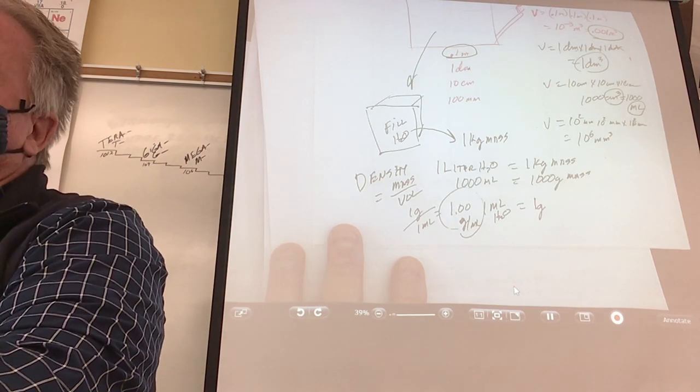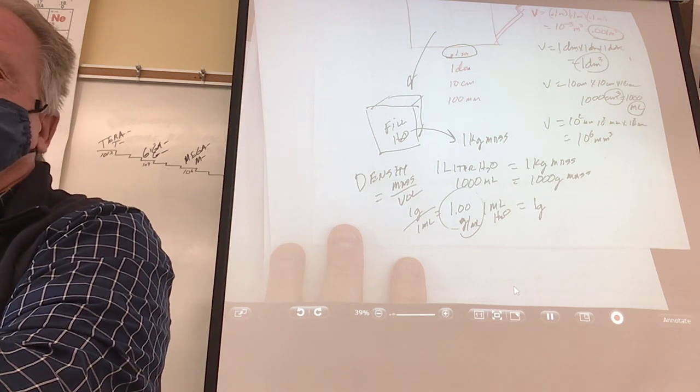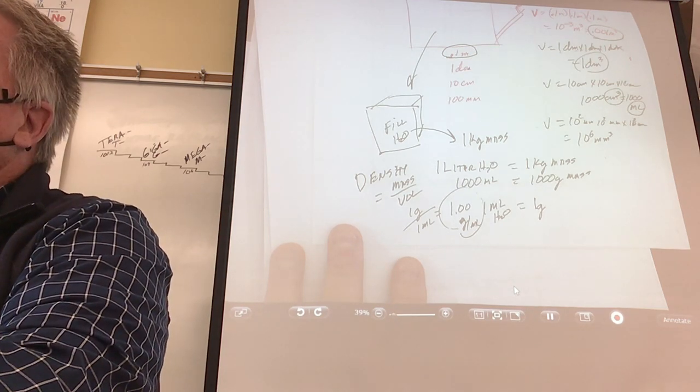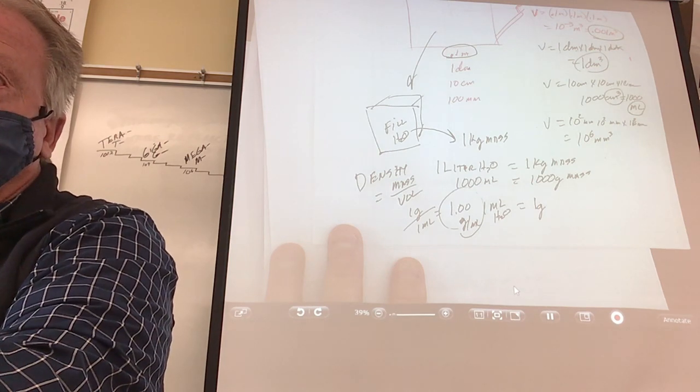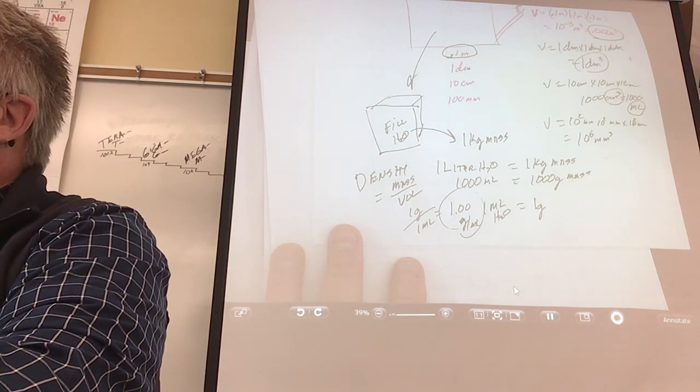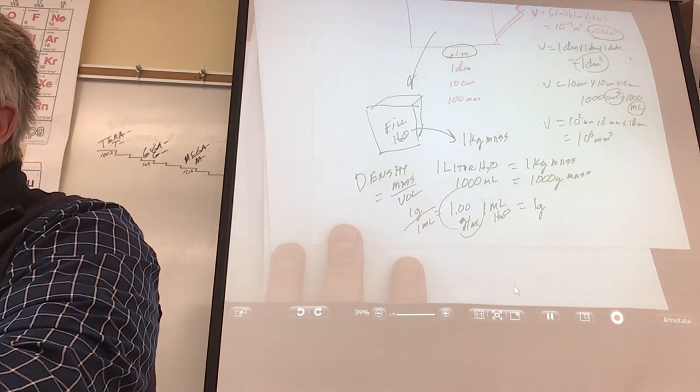So if you have a density greater than 1, you tend to sink in water, don't you? Yes. If you have a density of 5, you're 5 times more dense than the same amount of water. What if you have a density of 0.5? It's less, so it's gonna float. Okay, everybody got that?